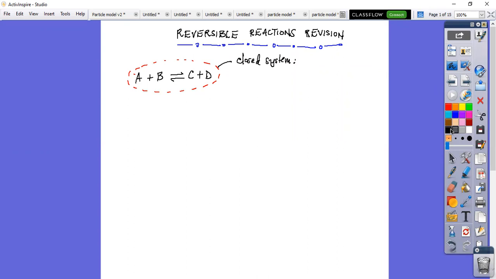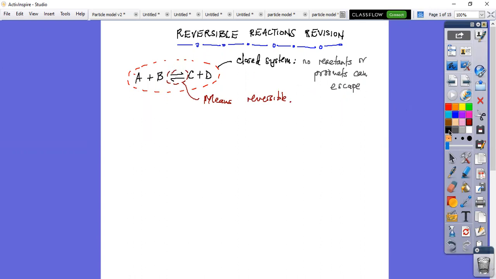Is it where no product can escape? Yeah, no reactants, you're absolutely right. No products or reactants can escape. Excellent. Good. So that's what we mean by a closed system. And just to annotate this, this means reversible.